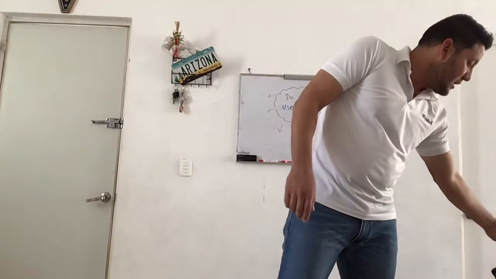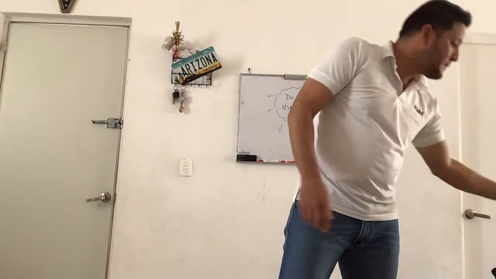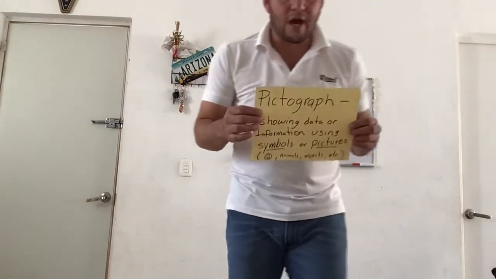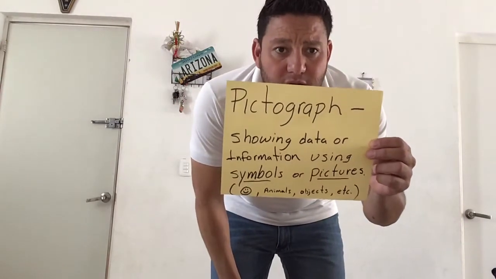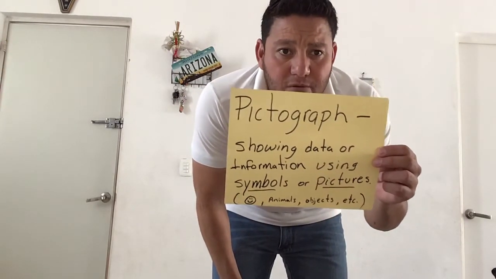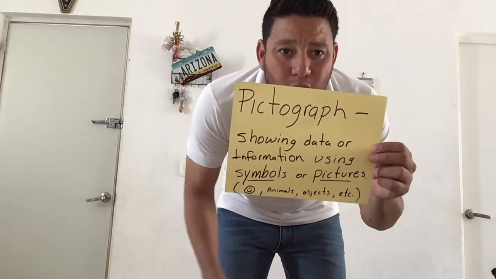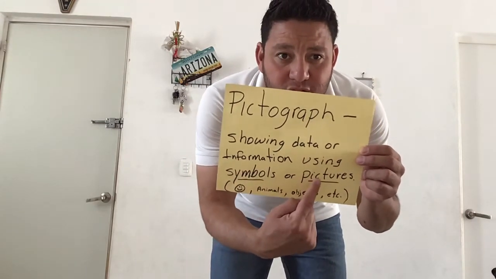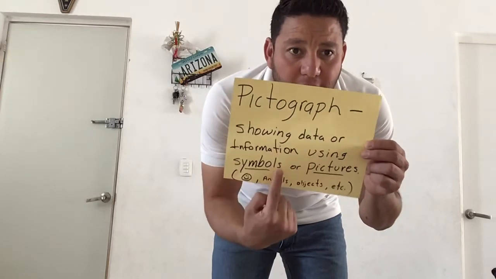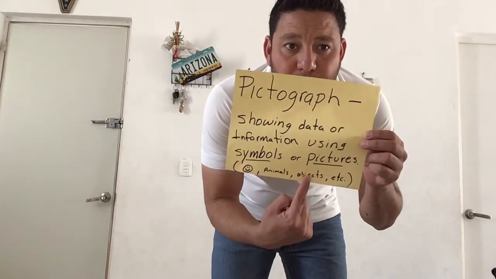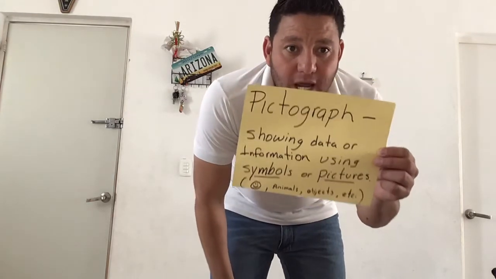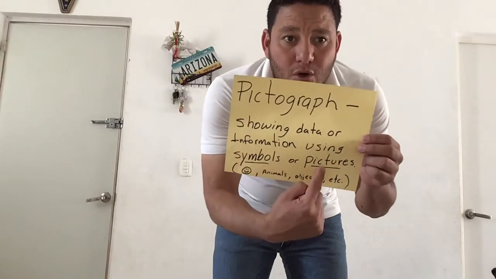Now guys, remember, what is a pictograph? A pictograph is showing data or information using symbols or pictures. Picture, graph, okay? It shows very easily. We can use a smiley face, we can use animals, we can use objects, etc. Okay? It shows symbols or pictures. Understand that it's a pictograph.